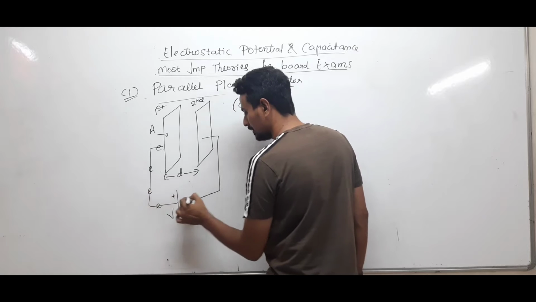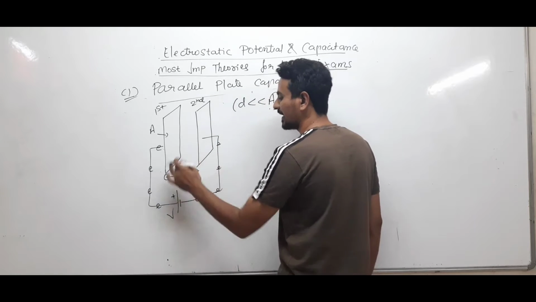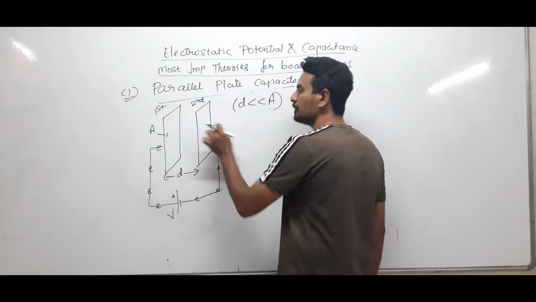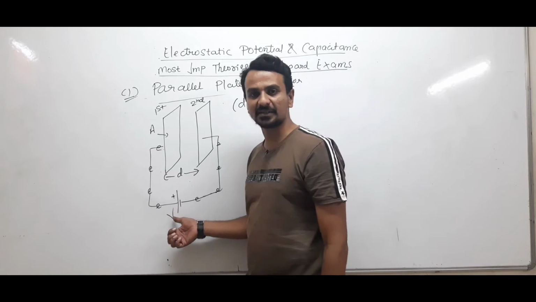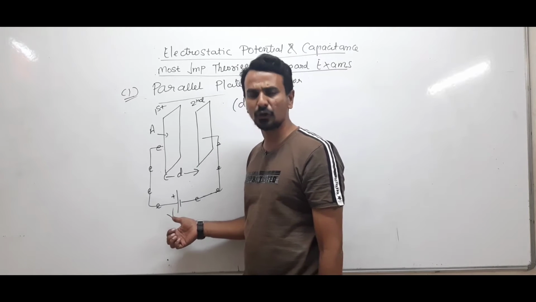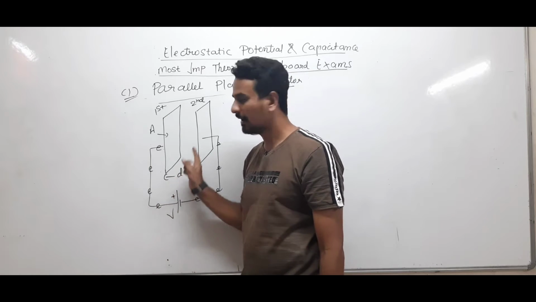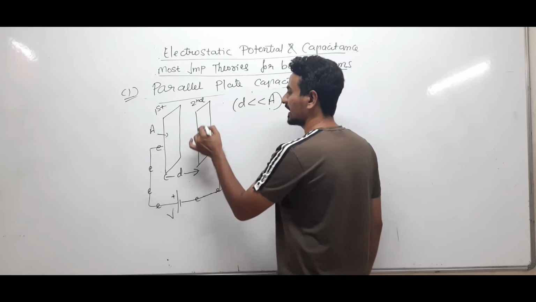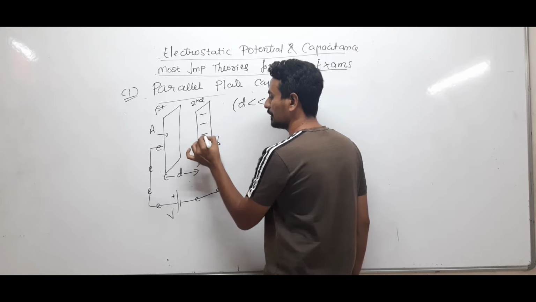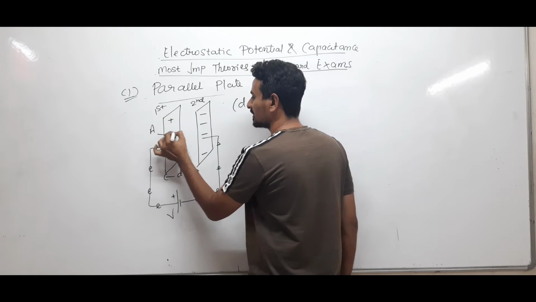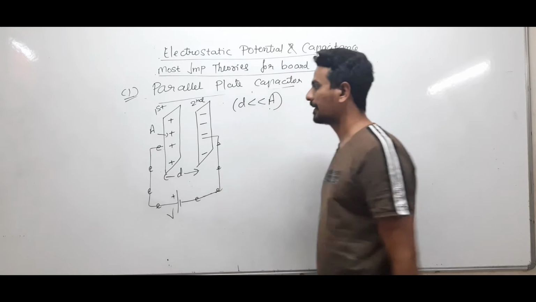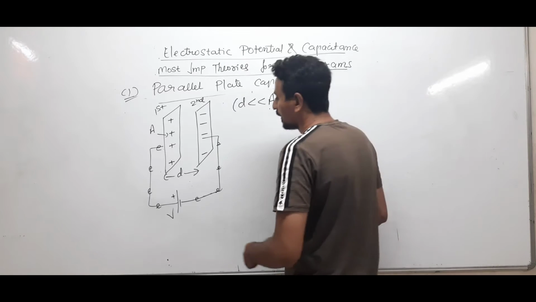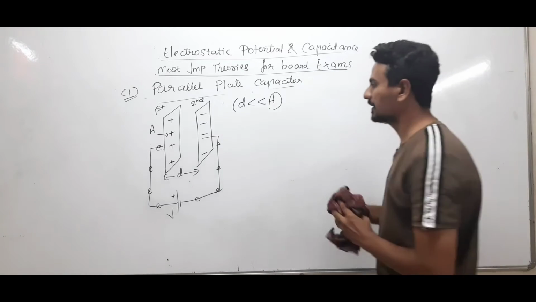They will be attracted by the battery and forced to move from this plate to the other plate. Since this is the positive terminal of the battery, it attracts the electrons from the neutral plate, and these electrons move inside the wire and come here. So the second plate receives a few electrons and will be negatively charged, and this one will be positively charged. This is how the charge on the plates of a capacitor is obtained. You can directly start your answer this way.